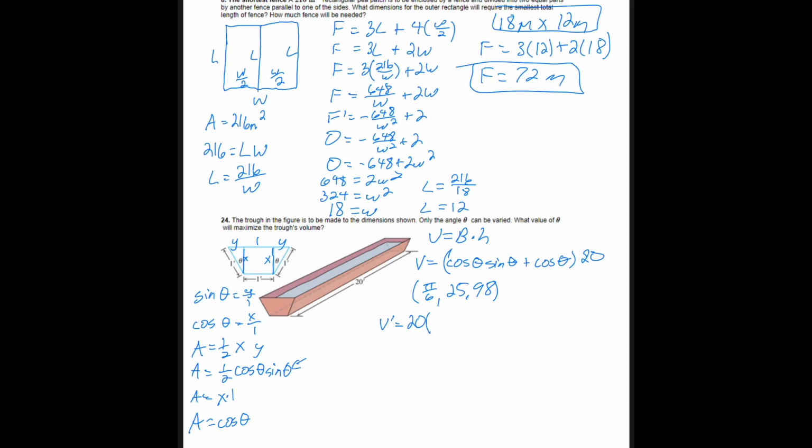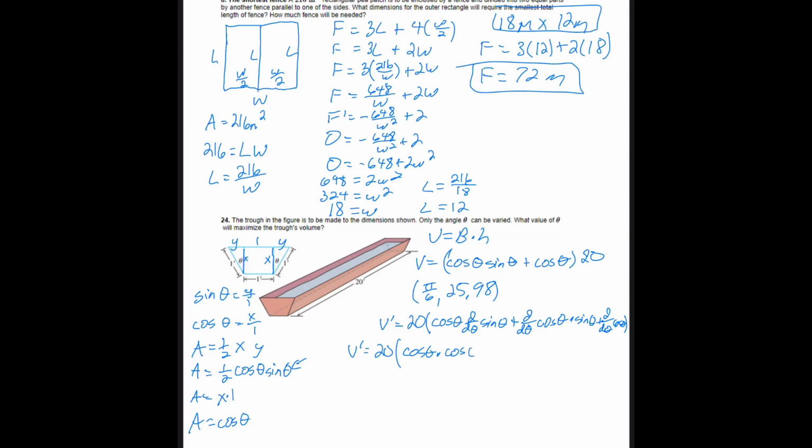The other way to do this is we could actually work it out. So let's see if we can pull that off. So this will be the volume. The derivative of this would be, right, the 20 comes along because it's a constant multiple. We have to use the product rule inside. So this is cosine theta times the derivative of sine theta plus the derivative of cosine theta times sine theta, and then plus the derivative of cosine theta for that other piece.